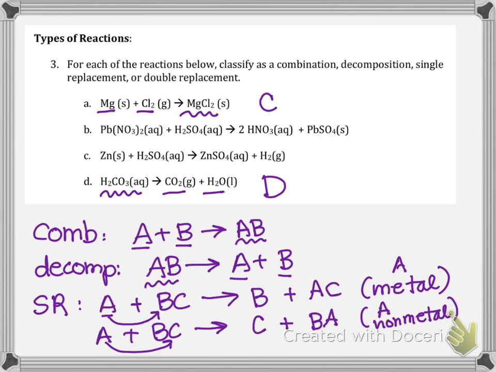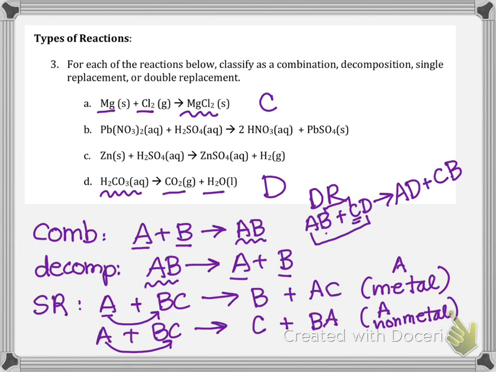Now, double replacement, which I really did not leave myself any room for, did I? I'll write it up here. This is when it totally switches partners. So A and B are together and C and D are together. And they'll switch partners, and always the two on the outside will be a new combination and the two on the inside. So A will go with D and C will go with B. Now you might wonder why I did not write B in front of C. But that's because C is in the front here and B is in the back. They have to stay in their same positions. So it would look like AD and then CB.